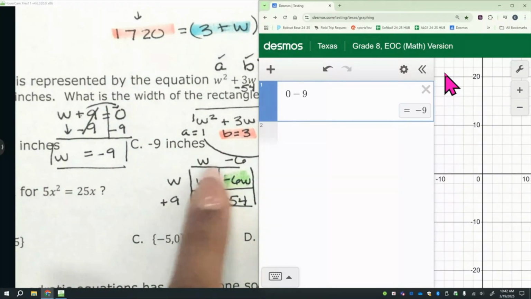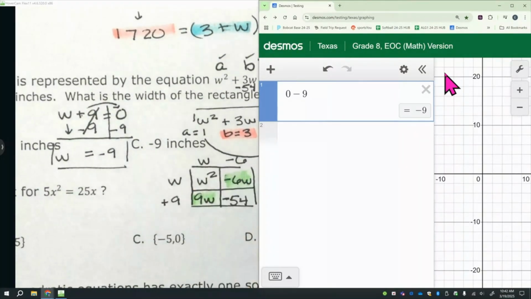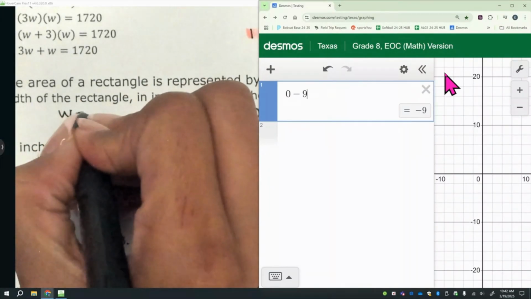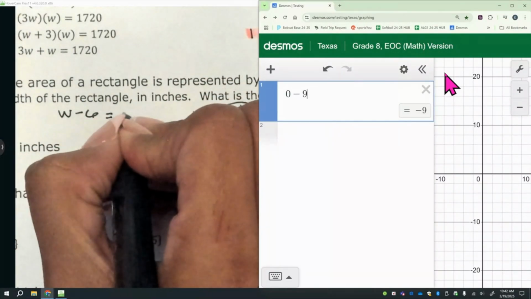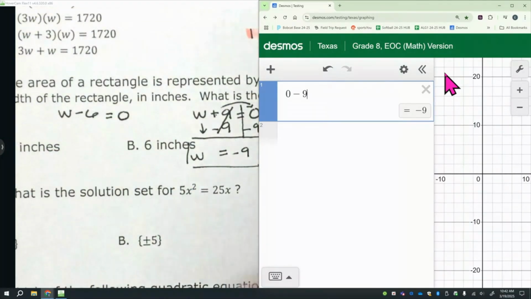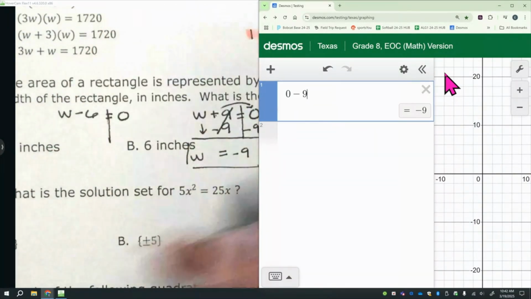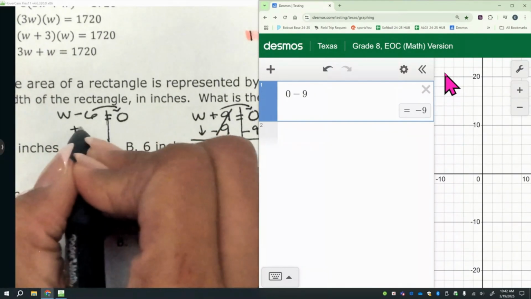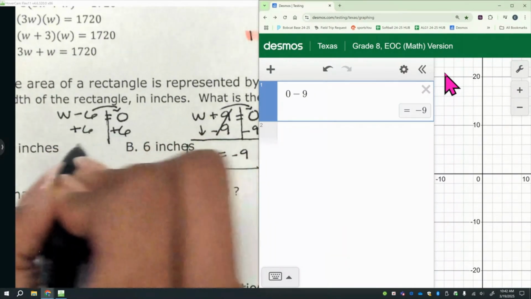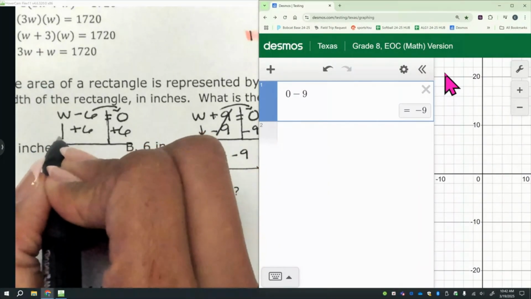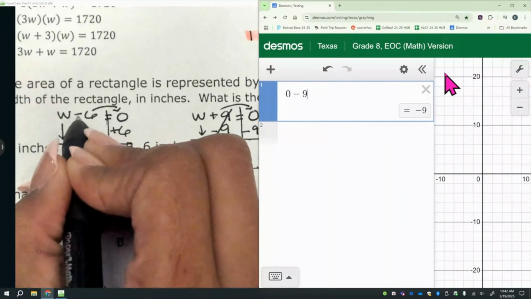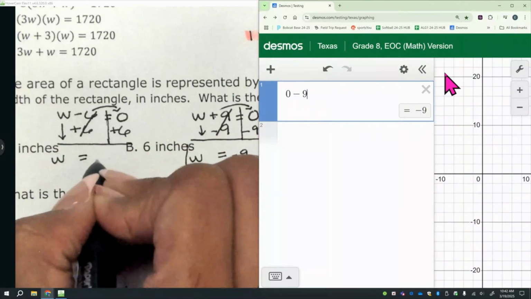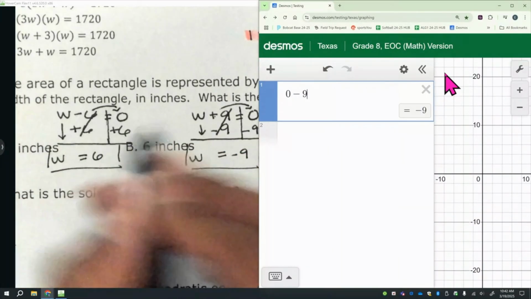Okay, we're going to do the same thing with the other factor, W minus 6. So I'm going to rewrite that here. And to solve, we have to set it equal to 0. Draw a line down my equal sign. Got to move the negative 6, so we're going to make it a positive 6. Draw a line. W comes down. Negative 6 and positive 6 equals 0. And 0 plus 6 is a positive 6.